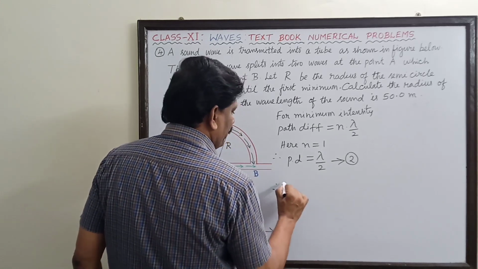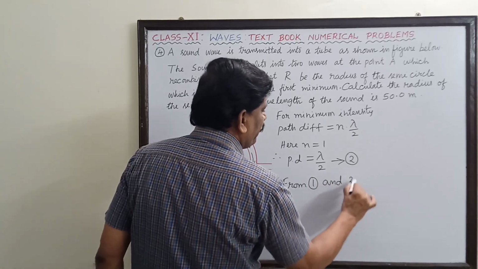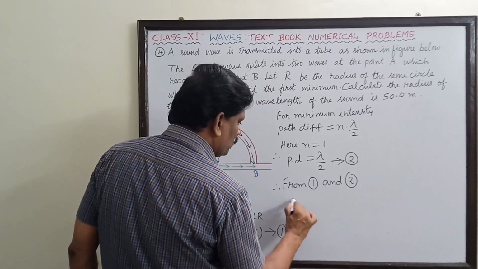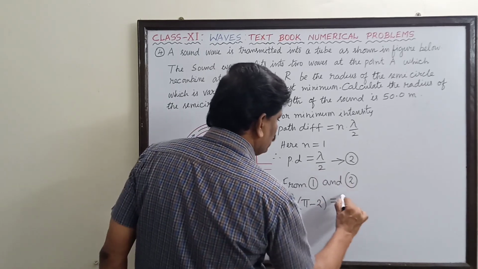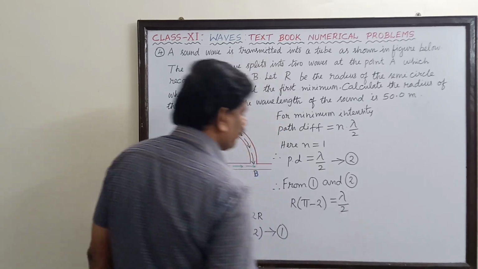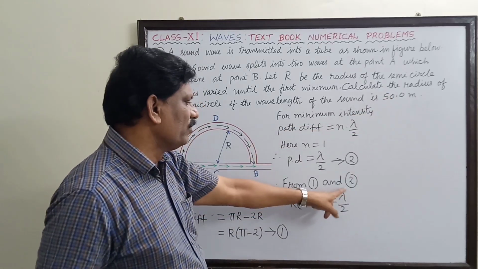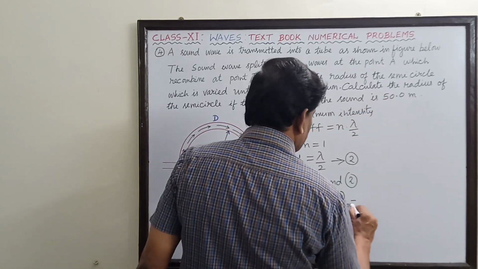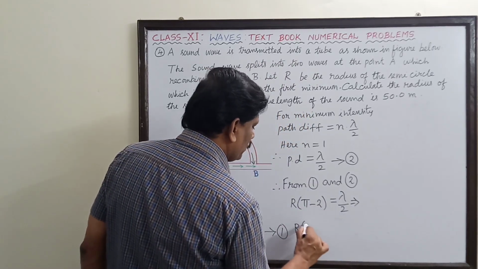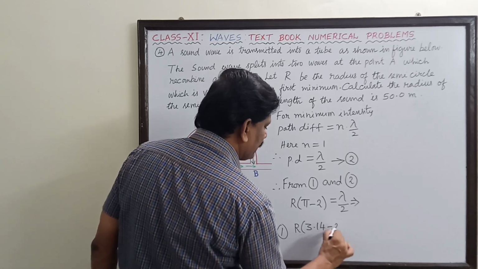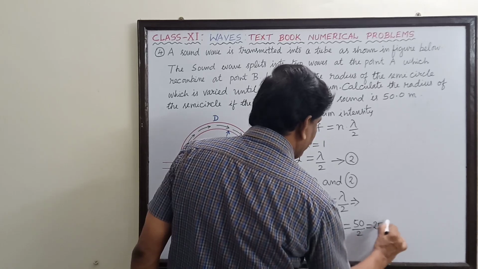Therefore from 1 and 2, I write r into (pi minus 2) is equal to lambda by 2. Now what is the wavelength given? Lambda, the wavelength of the sound, is 50 meter. So I am going to substitute 50 by 2. This implies r into (3.14 minus 2) is equal to 50 by 2, that is equal to 25.